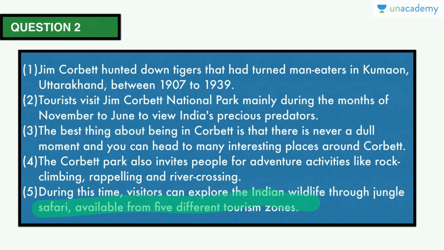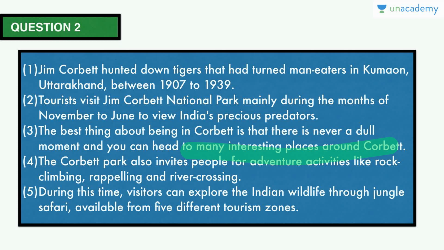Okay, so I can see that 2 and 5 have some link, that 2 will come first and then 5: tourists visit Jim Corbett National Park during the months of November to June, and during this time, they can explore Indian wildlife through jungle safari. You can also see that sentence 4 is taking it forward, isn't it? Apart from the jungle safari, the park also invites people for activities like rock climbing, rappelling, and river crossing. Many interesting places around Corbett.